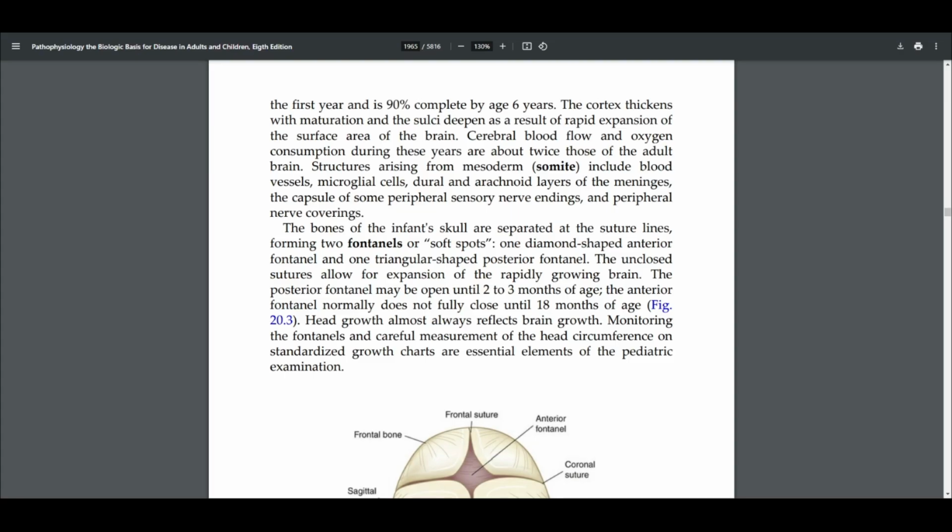The bones of the infant skull are separated at the suture lines, forming two fontanelles, or soft spots: one diamond-shaped anterior fontanelle and one triangular-shaped posterior fontanelle. The unclosed sutures allow for expansion of the rapidly growing brain. The posterior fontanelle may be open until 2 to 3 months of age. The anterior fontanelle normally does not fully close until 18 months of age.